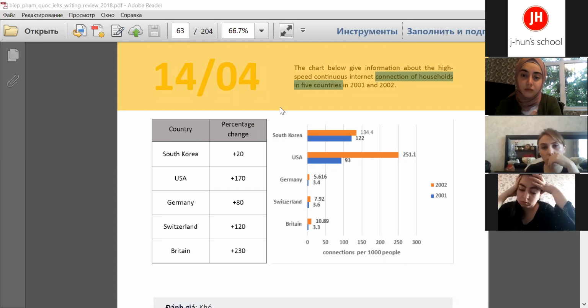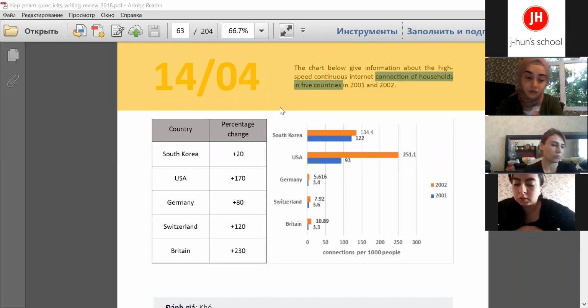All right, good. Shala, did you read your introduction overview? Yes. The provided graph reveals a statistical breakdown about the number of users of high-speed continuous internet connection in 5 various countries, namely South Korea, USA, Germany, Switzerland, and Britain in 2001 and 2002, with the table giving this information in percentage.